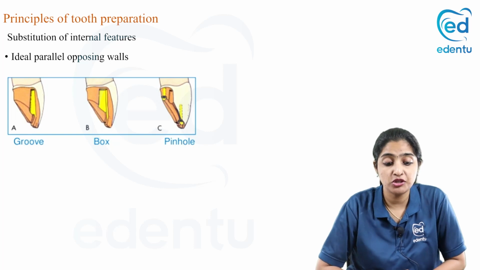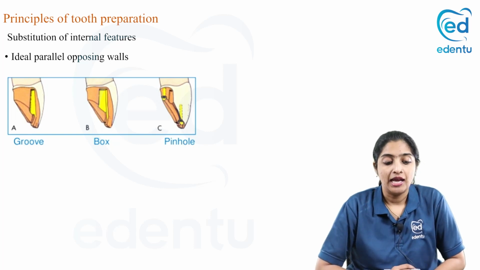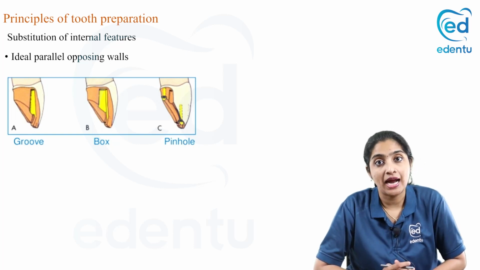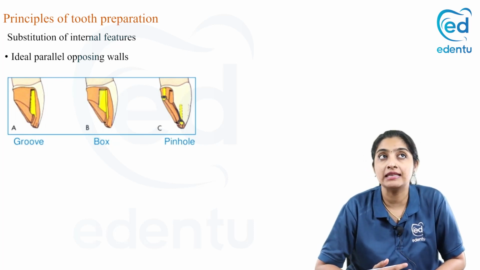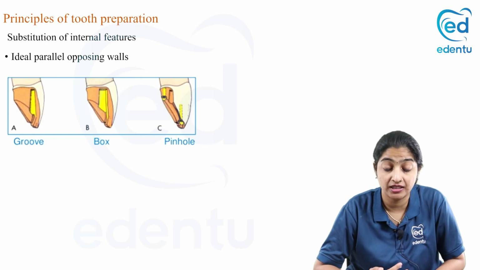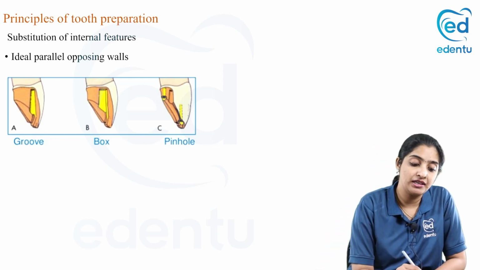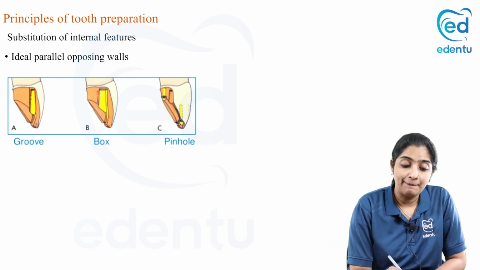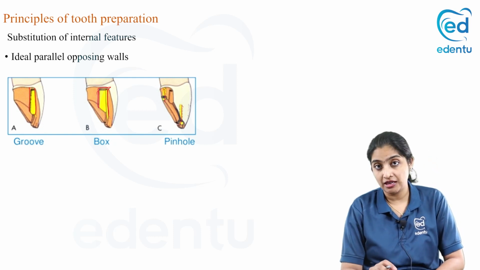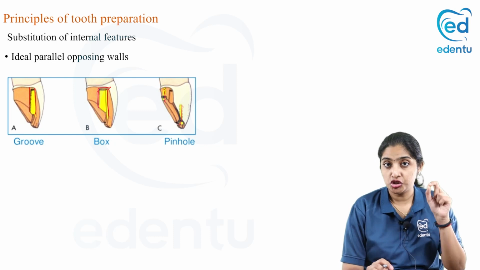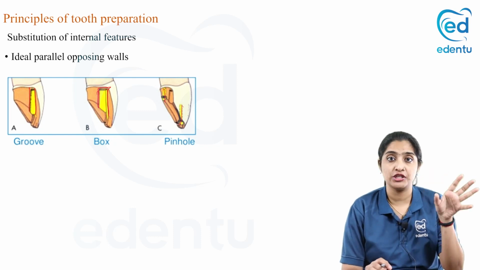Now, coming to substitution of internal features. Like I mentioned, the most ideal retention form is parallel walls. But mostly in clinical situations, since that is not practically possible, you can either add grooves, boxes, or pinholes, just to make sure none of these involve or touch the finish lines.